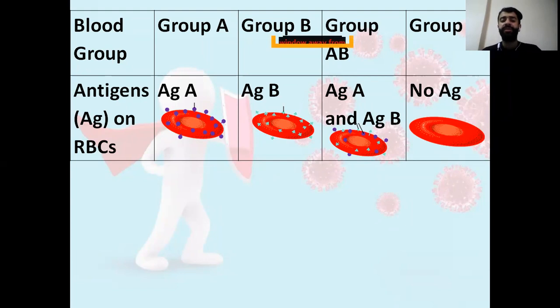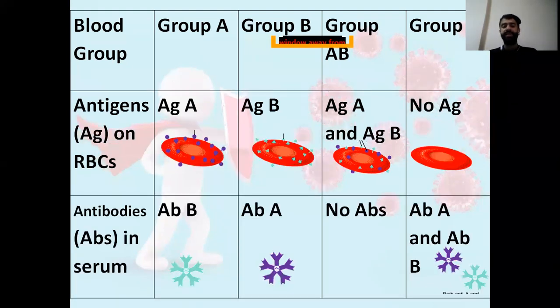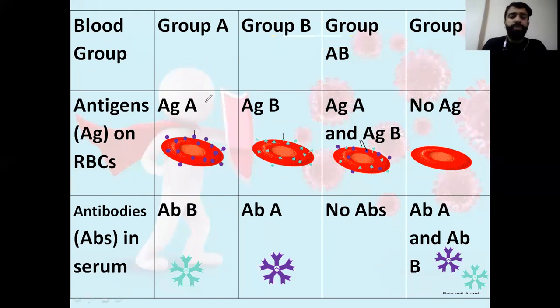So what about the antibodies? Antibodies are different from the blood groups. So let's start step by step, and first, blood group A. Blood group A has antigen A on the surface, whereas in the serum, we have antibodies. From now on, antigens we give the symbol Ag and antibodies Abs. So antigen is the same as the blood group.